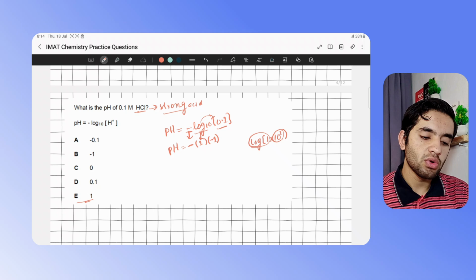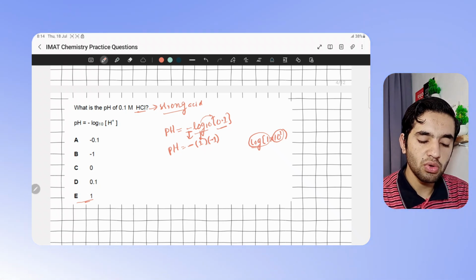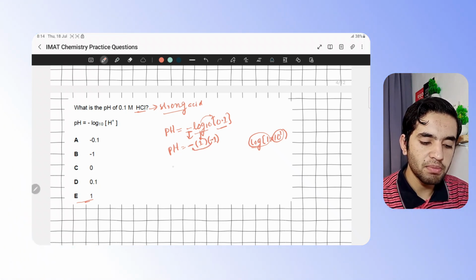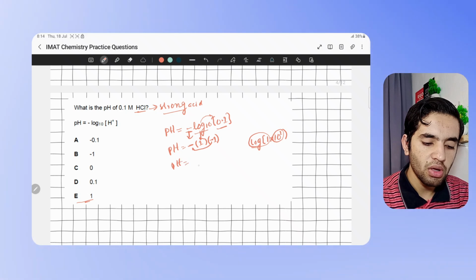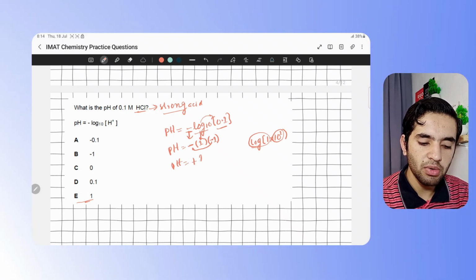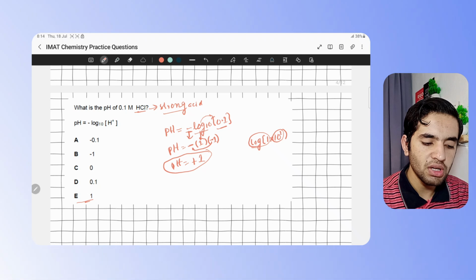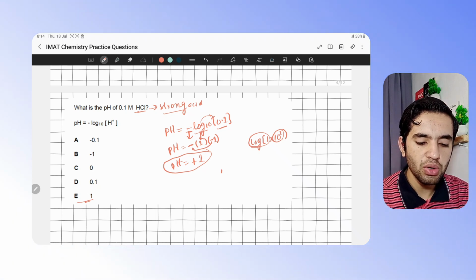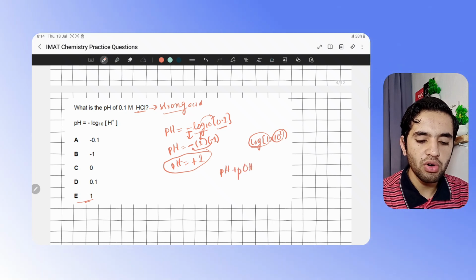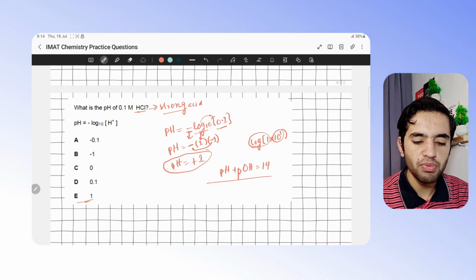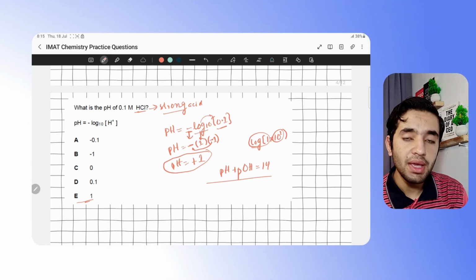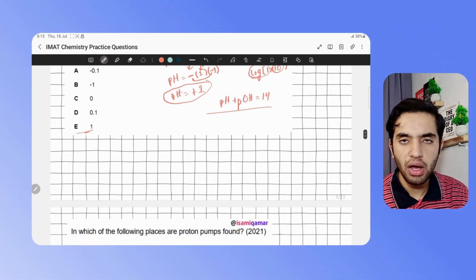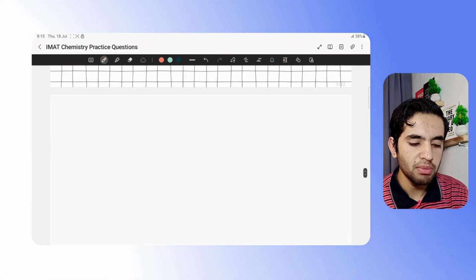Okay, so first of all, pH is equal to minus, so now minus and minus will become plus. pH is equal to plus, and the value will be equal to 1. So this is how you can get pH 1. These questions are very easy, but you will also have to remember pH plus pOH equals 14, because you are going to solve lots of questions from this equation, and then you have to remember pKa and Ka. I hope you know all these things, because these are very basic things.